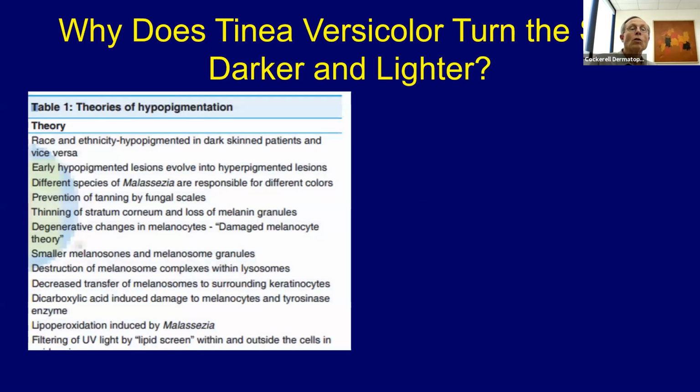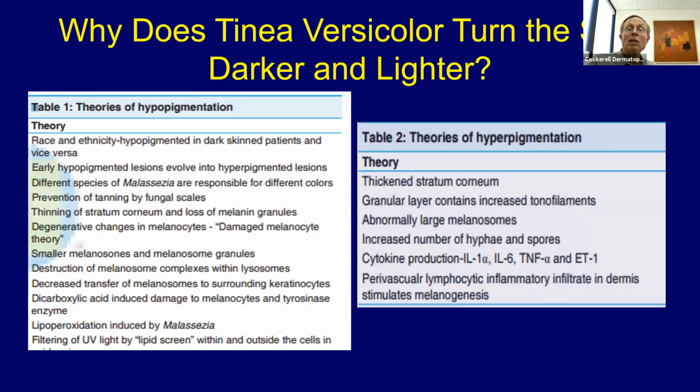So why does Tinea versicolor turn the skin either darker or lighter? Well, people have studied this, and there's a literature on it. Some people think it's prevention of tanning. Some people think it has to do with changes in the melanocytes, alteration of the melanosome granules, lipoperoxidation by malassezia. So there's all these theories as to why it causes the changes. That's why it may get hypopigmented. And on the right, these are some of the reasons that it might get hyperpigmented. So it's just kind of an interesting deal. A lot of people have looked at this.